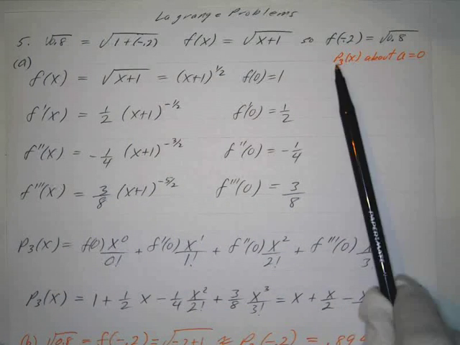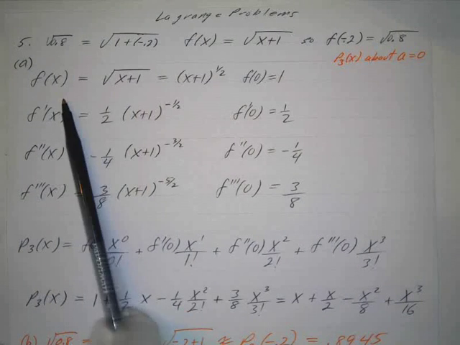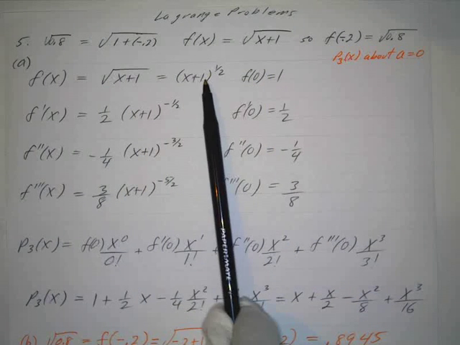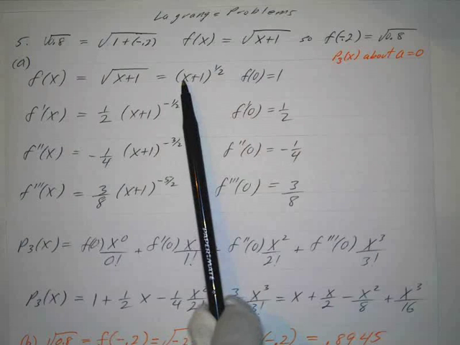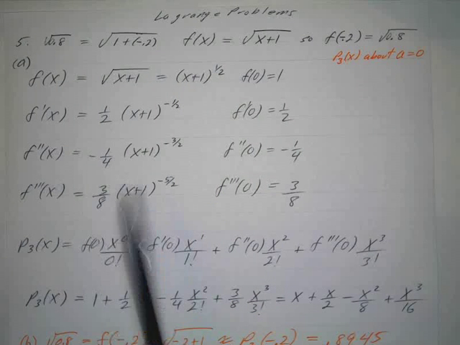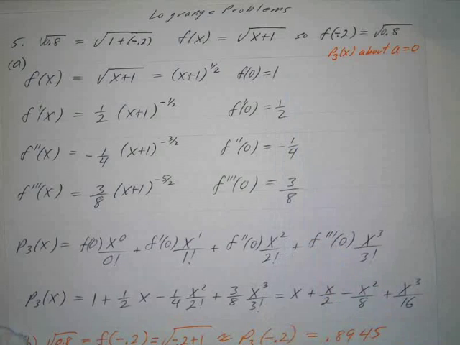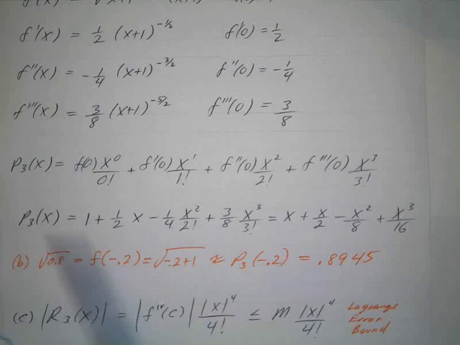So I use this Taylor polynomial of degree 3 about a equals 0, that's the center. Then I just took my derivatives, and I started with the square root of x plus 1. We didn't have any signs to bother with here, so we just took our derivatives just like if it was x, so it would work out exactly the same. And those are your derivatives. Then I put this in the general form, and there's my expansion, and I simplified it. That was my expansion.